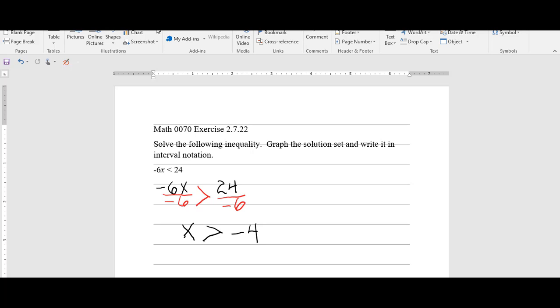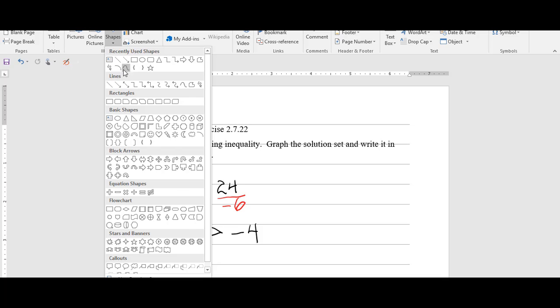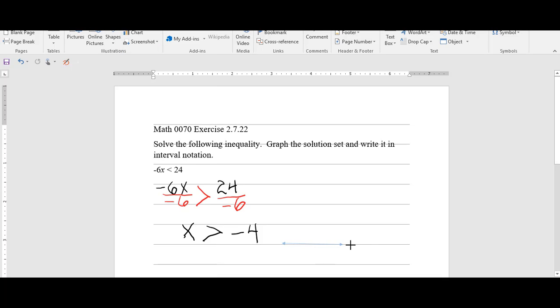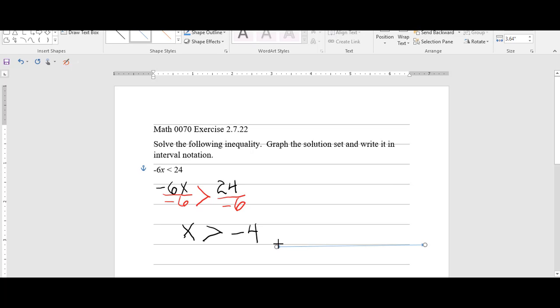So the multiplication property of inequality says if I multiply or divide by a negative, I reverse the direction of the inequality. If I multiply or divide by a positive, the inequality maintains its direction.